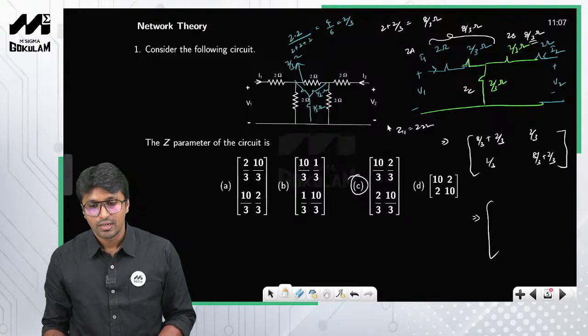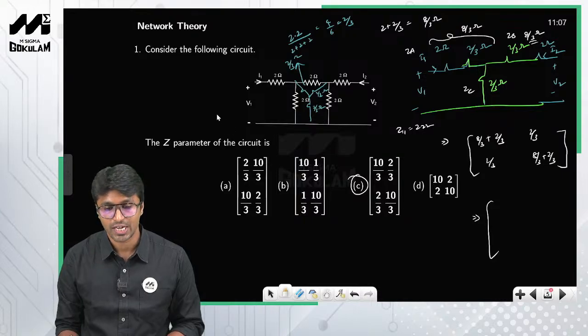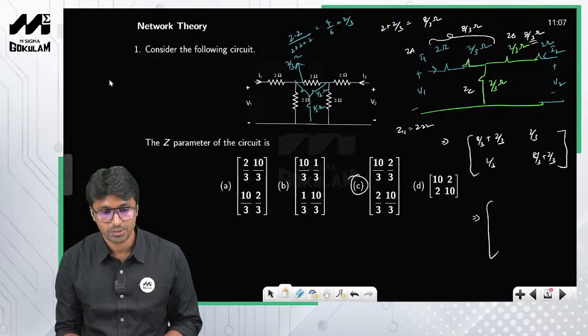So you were asked to find the Z matrix, right? So assume that you don't know this star to delta conversion or delta to star conversion. What is the other way of solving this particular problem? You just have to solve for each parameter.